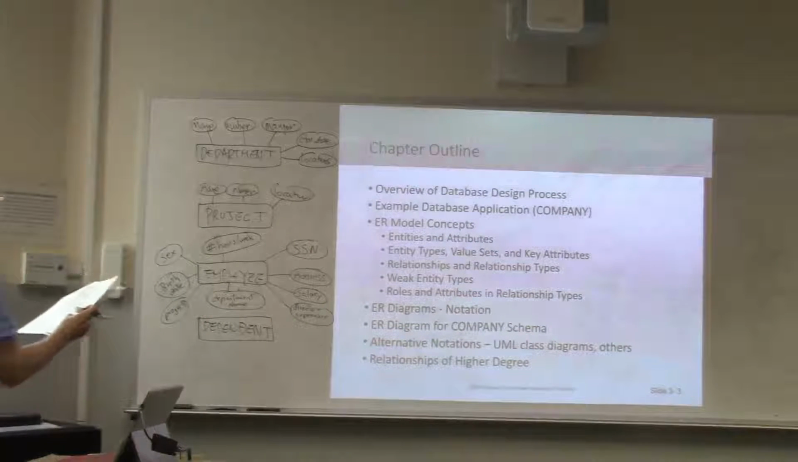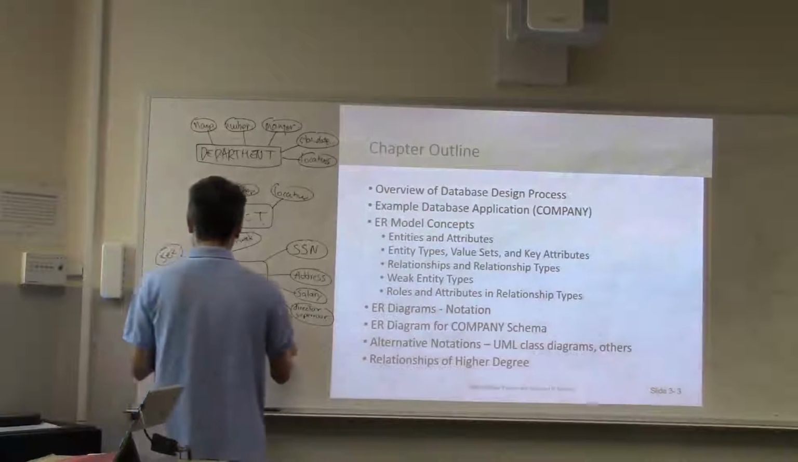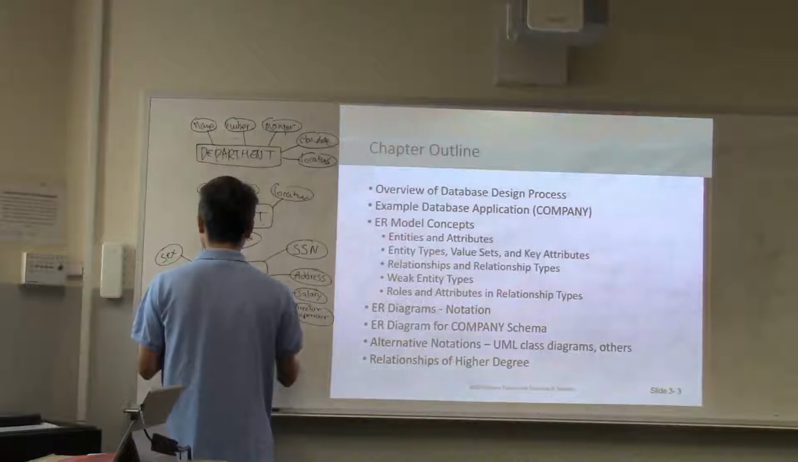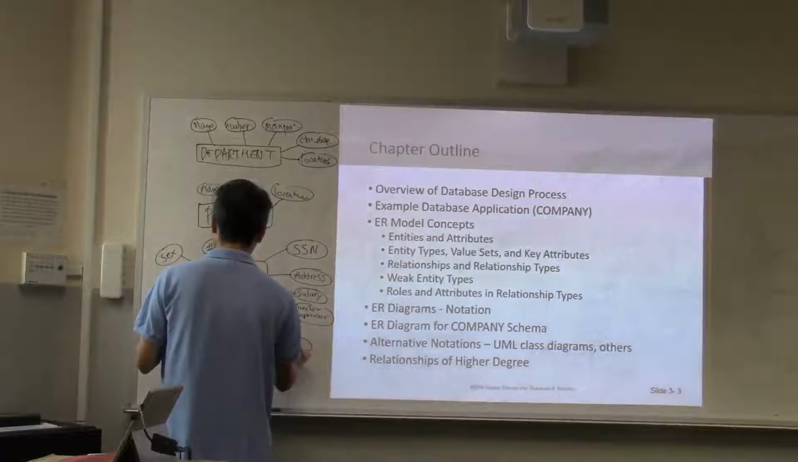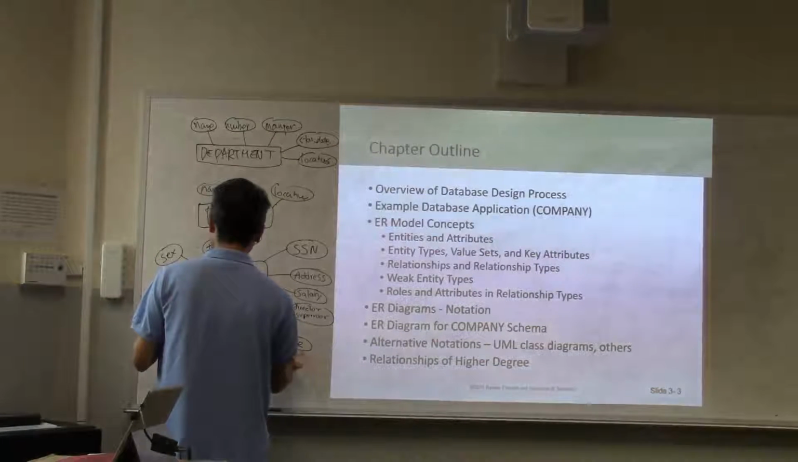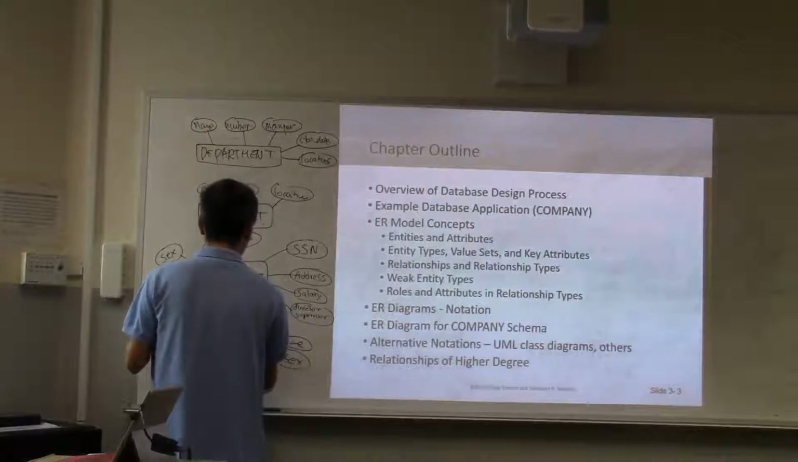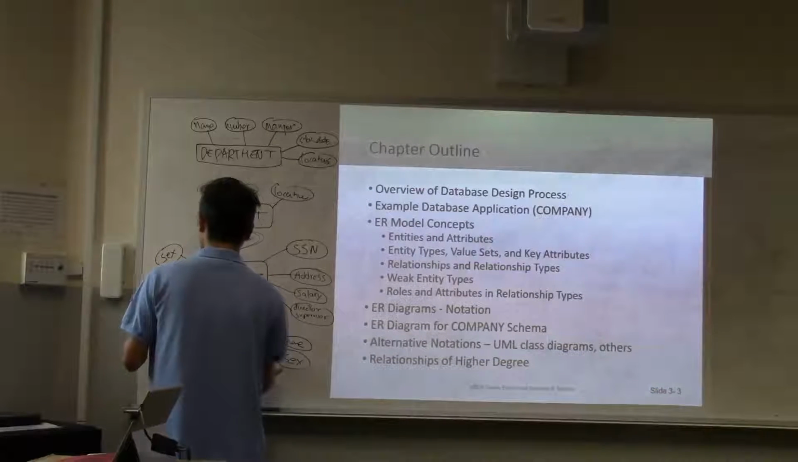What about the dependent? Dependent is a similar thing. So for each dependent, we keep track of name and sex and DOB and relationship.